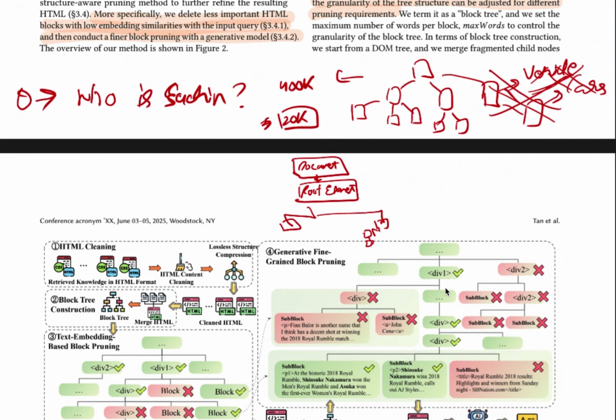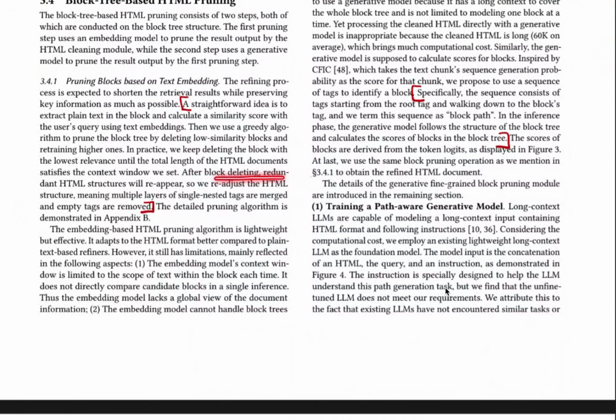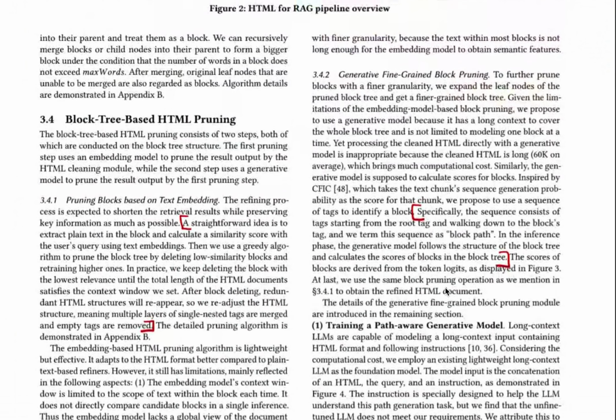So if you remove this, it will become, let's say, 200k. If you remove these, it will become 100k. If you remove this whole block, it will become maybe 30k. And if you remove this, it will become 20k. So this is how you keep reducing until you reach a certain point. Now after block deleting, the redundant HTML structures will reappear, so we readjust the HTML structure, meaning multiple layers of single nested layer tags are merged and empty tags are removed.